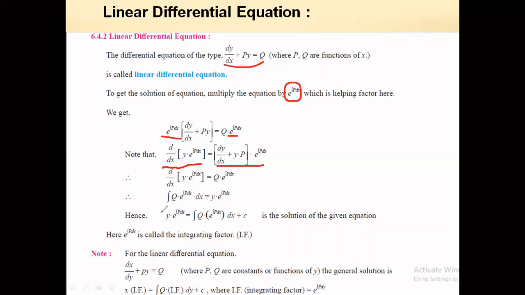So this is the form of the solution of the linear differential equation. Remember this: it becomes y e raised to power integral p dx is equal to the integral of q e raised to power integral p dx, plus c. Here e raised to power integral p dx is called the integrating factor.